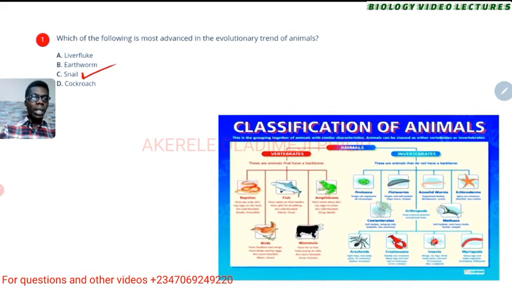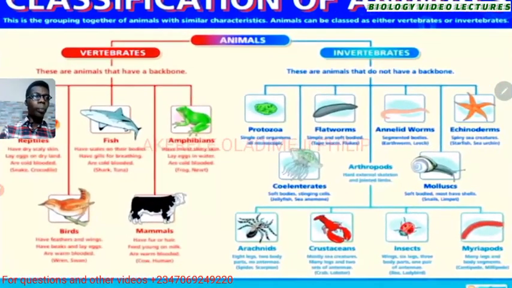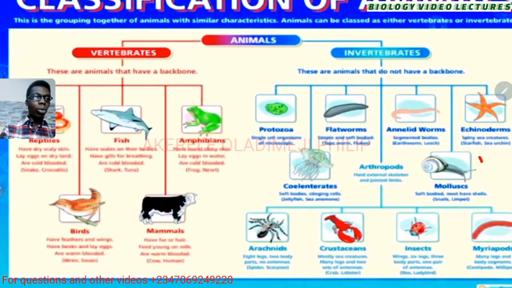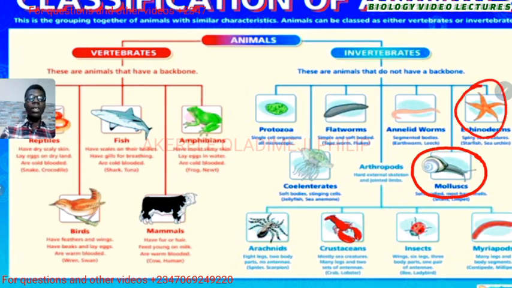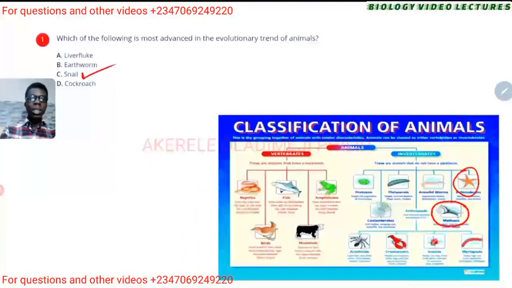All right. Now, looking at this here, we have the invertebrates. It is believed that the mollusk has a lot of advancement. The next one that has higher advancement will be the echinoderms. These ones also have a lot of advancement, really. But the other ones, their level of coordination amongst the invertebrates is quite low. All right, so that's why we have the snail as the answer here.